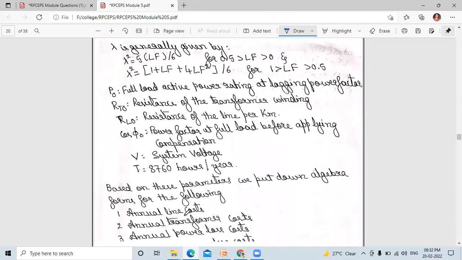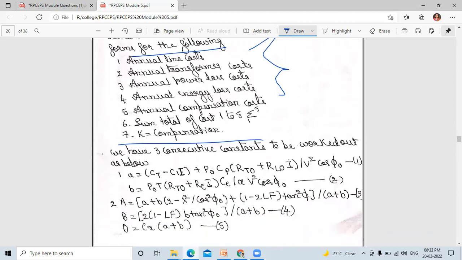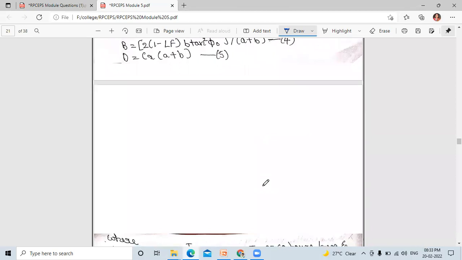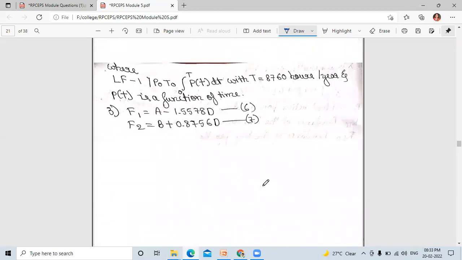You need to write related to this, and based on these parameters we put down the algebraic forms for the following, that is annual line cost, annual transformer cost. These you need to mention. These 7 points you need to write, and equations related to that. They may ask for 10 marks. If they ask for 10 marks, you need to write the maximum.